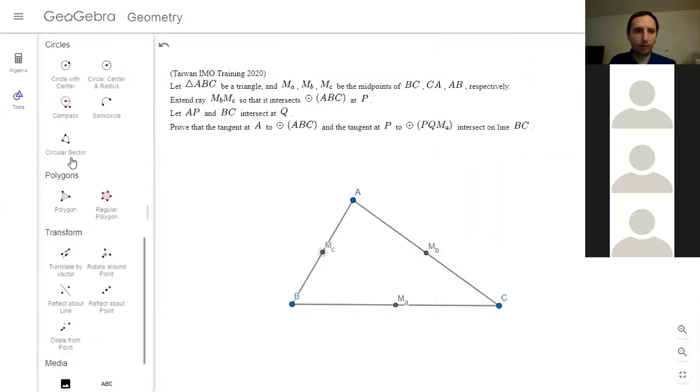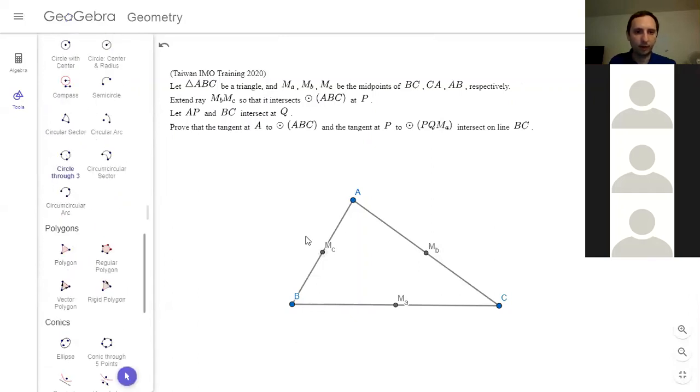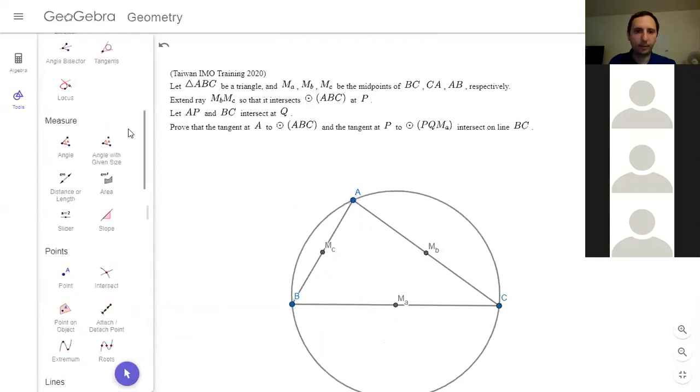And then we draw the circumcircle of ABC. And the ray MBMC meets it at a point P.